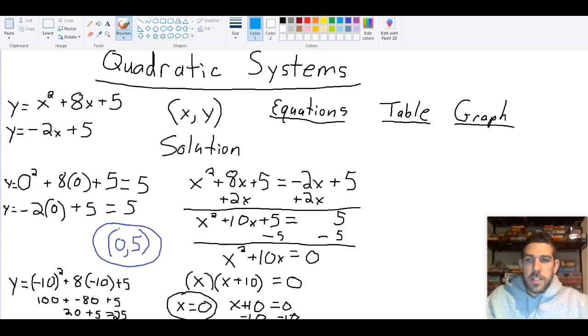If this second equation was also a quadratic equation, we would do the exact same thing. We would still set them equal to each other, isolate one of the sides to become 0, and use our solving skills to solve for the quadratic equation.